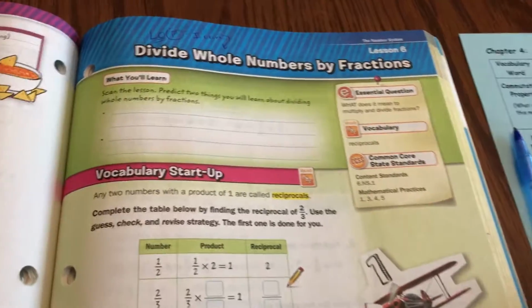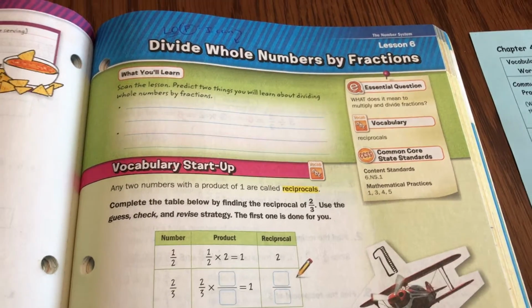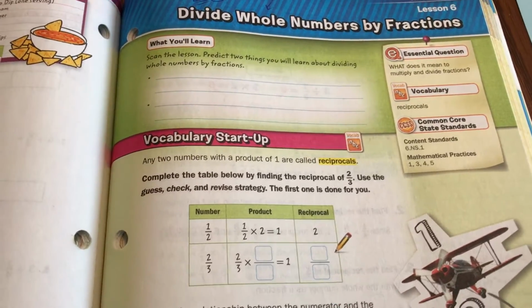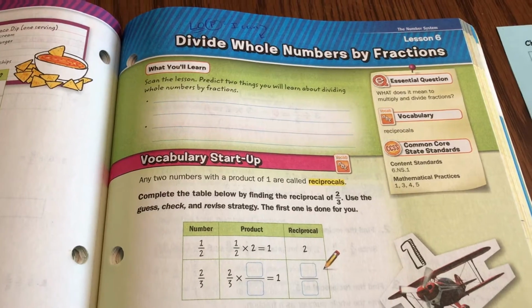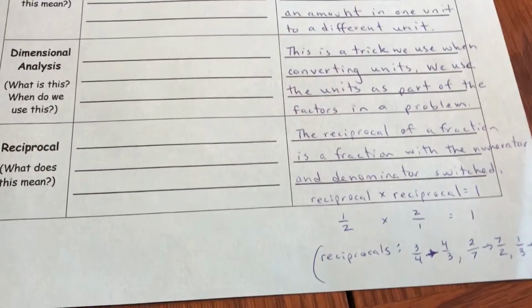Okay, dividing whole numbers by fractions. Division always sounds scary for some kids, but let me tell you, it's multiplication in disguise. So here we go. Our vocab word was reciprocal. Make sure that you have a definition for reciprocal.